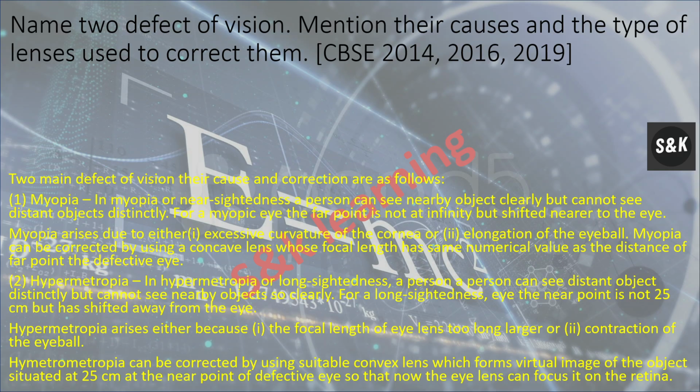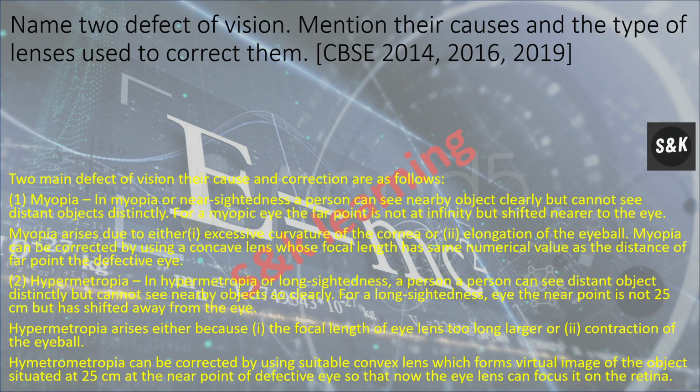Myopia. In myopia or nearsightedness, a person can see nearby objects clearly but cannot see distant objects distinctly. For a myopic eye, the far point is not at infinity but shifted nearer to the eye. Myopia arises due to either excessive curvature of the cornea or elongation of the eyeball. Myopia can be corrected by using a concave lens whose focal length has the same numerical value as the distance of the far point of the defective eye.